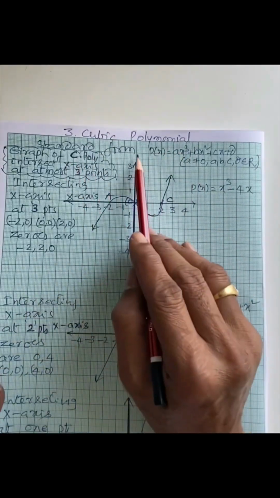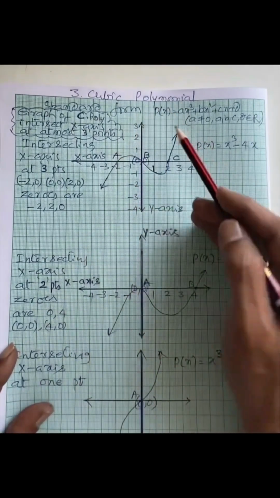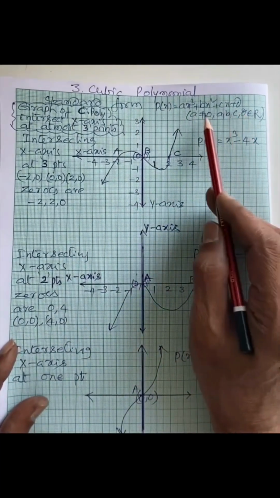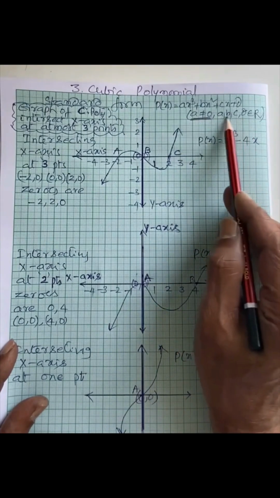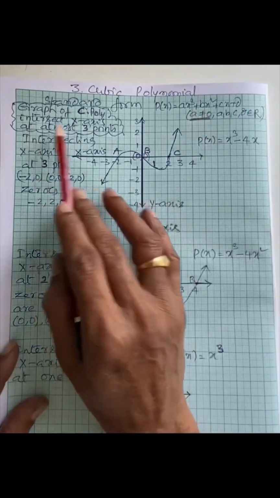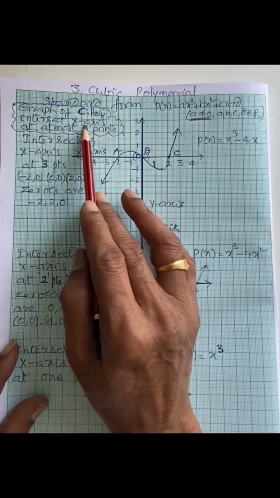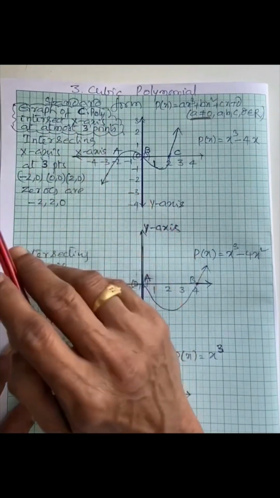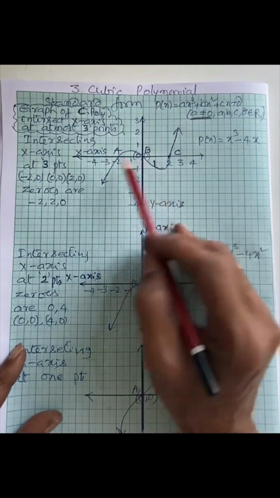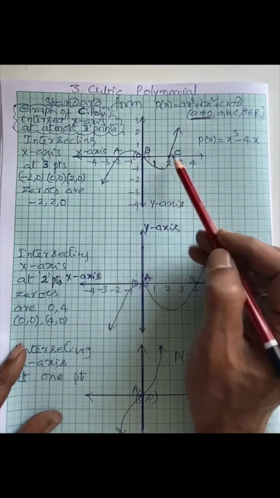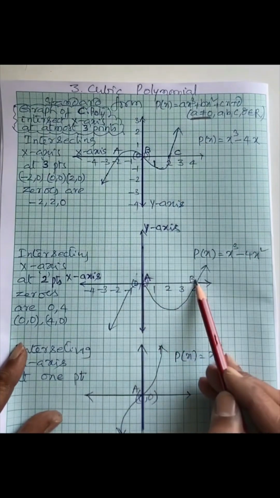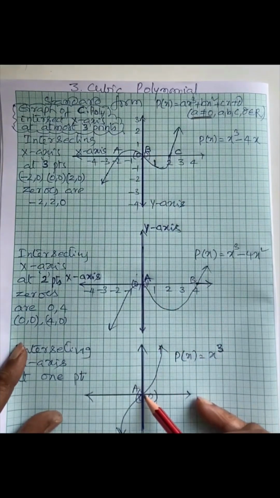What is the standard form of a cubic polynomial? ax cube plus bx square plus cx plus d. a is a non-zero real number, and a, b, c, d are real numbers. The graph of a cubic polynomial intersects the x-axis at most 3 points. That means it will touch at 3 points, 2 points, and definitely even at 1 point.